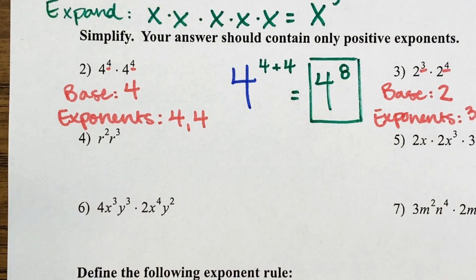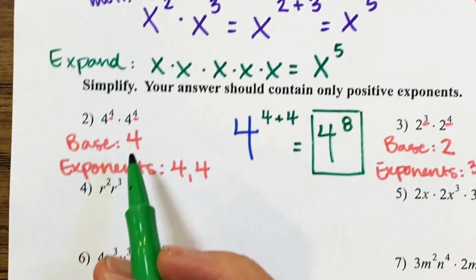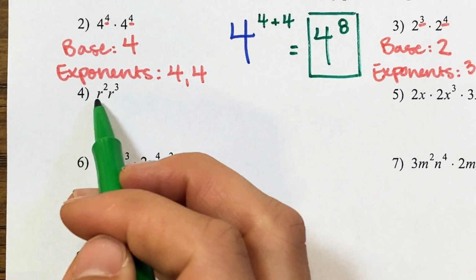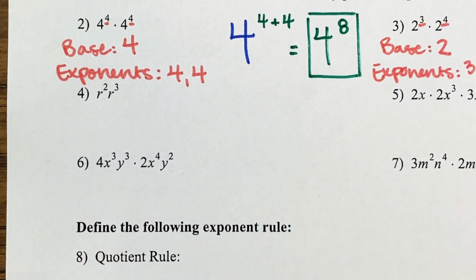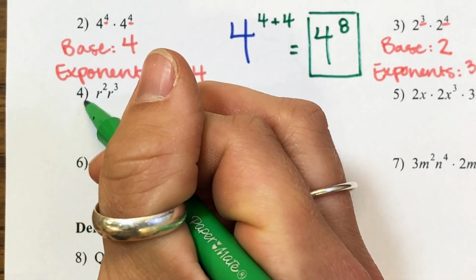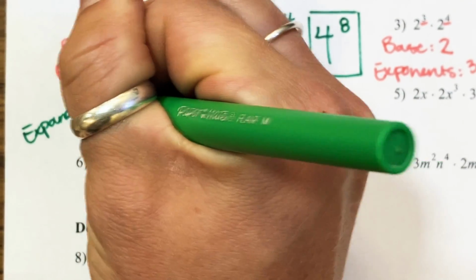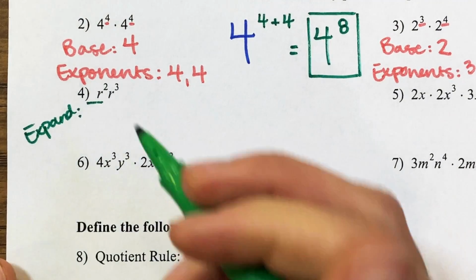Okay, so on number 4, I actually want to talk about expanding, just like we did up here. I'm going to expand these 2 terms. So I have 2 terms right here. I have an R squared and I have an R cubed. Okay, so first I'm going to expand this. In fact, I'll write right here, we're going to expand. We're going to solve this one or simplify it by expanding it.